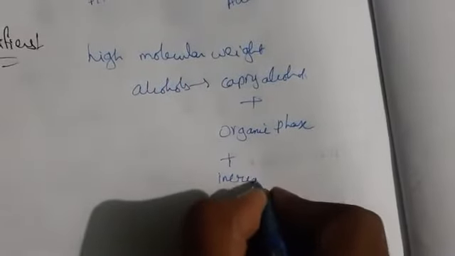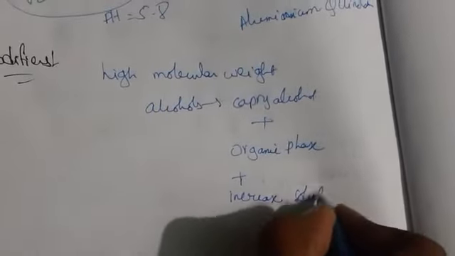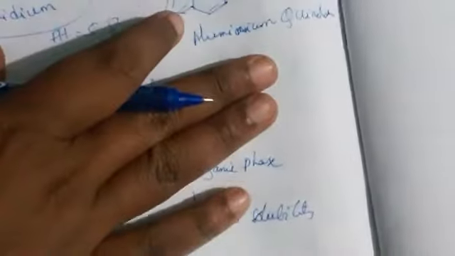So we have two phases, organic and inorganic. To the organic phase only we add capryl alcohol. Why do we add capryl alcohol here? To increase the solubility. To increase solubility we use modifying agents. So this is nothing but factors.